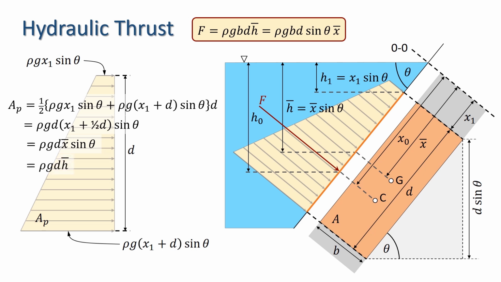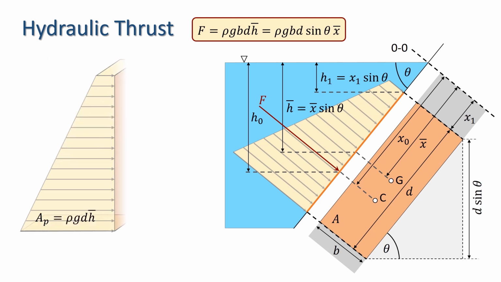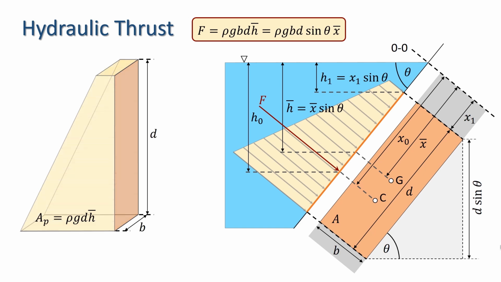If we compare this to the formula for F, we can see that if we multiply the area of the pressure diagram by the width, b, we get the magnitude of the force. This gives rise to the notion of the pressure prism. We imagine a prism of pressure acting over our area A. The volume of this pressure prism is ρg B D times h bar, i.e. its volume equals the magnitude of the hydraulic thrust. It thus provides an alternative method for calculating the magnitude of the hydraulic thrust without recourse to the formula.